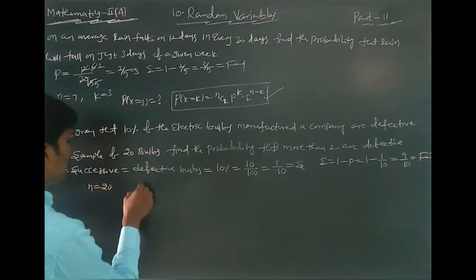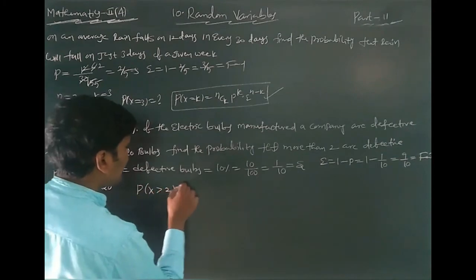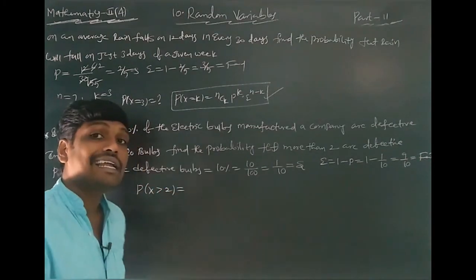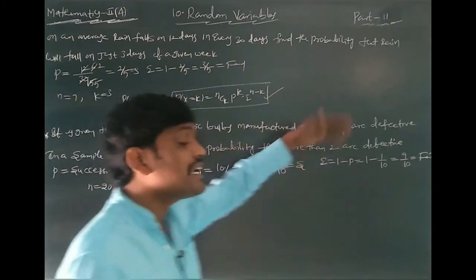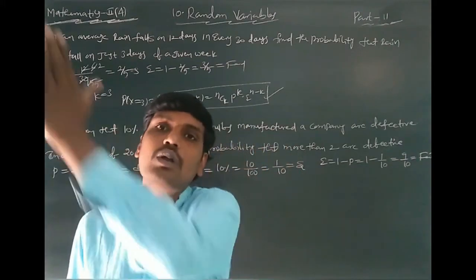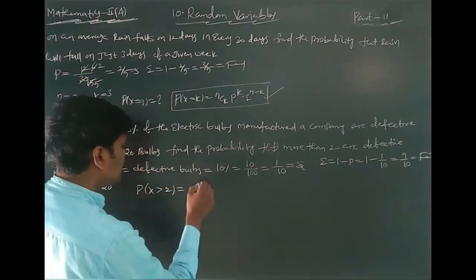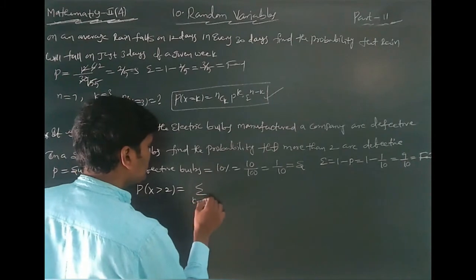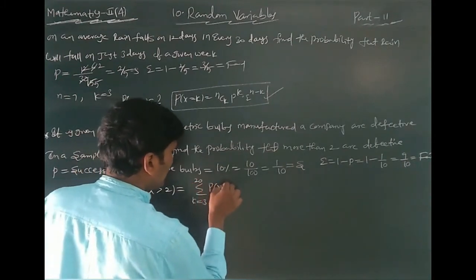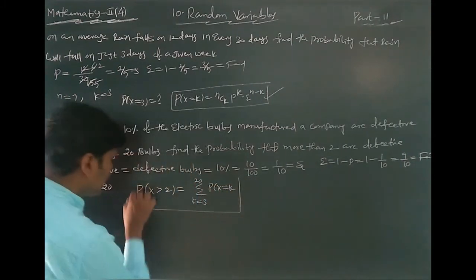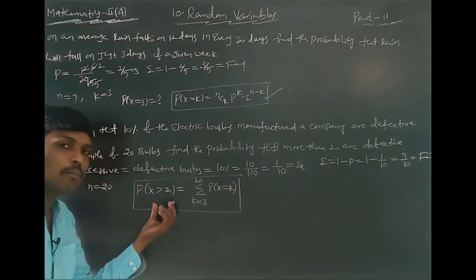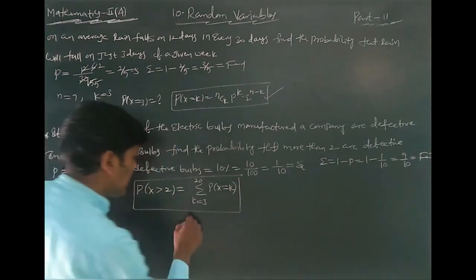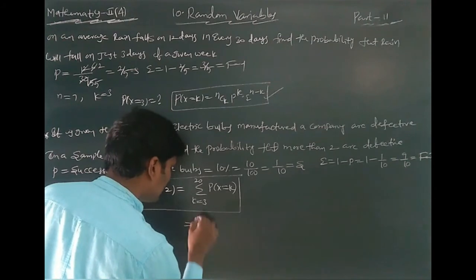That's why you can write P of X greater than 2, not greater than or equal to 2. More than 2 is nothing but 3 to 20. So you can write this as the summation of k equal to 3 to 20 of P of X equal to k. Understood or not, students? This is the probability you can find.